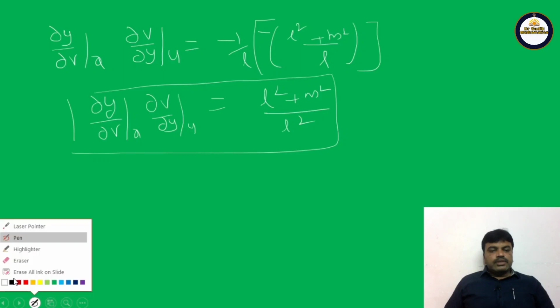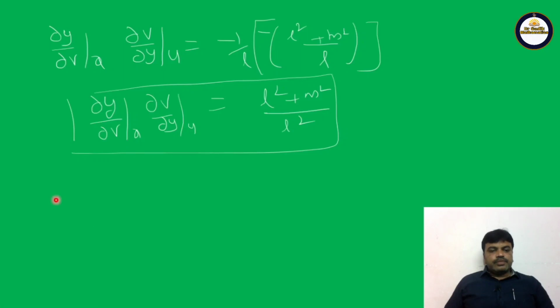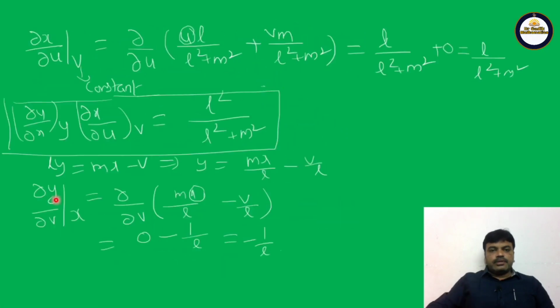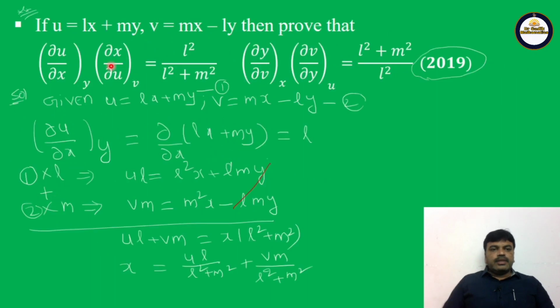Once again, friends, this problem is very important. Given the relations u is equal to Lx plus my and v is equal to mx minus Ly, prove that ∂u/∂x at y times ∂x/∂u at v is equal to L square by L square plus m square, and ∂y/∂v at x times ∂v/∂y at u is equal to L square plus m square by L square.